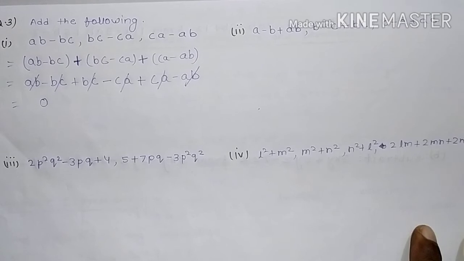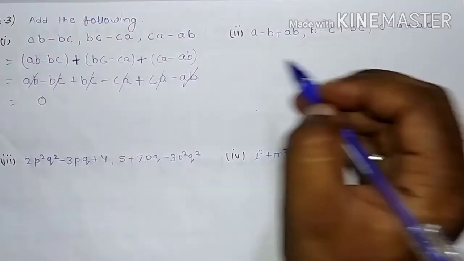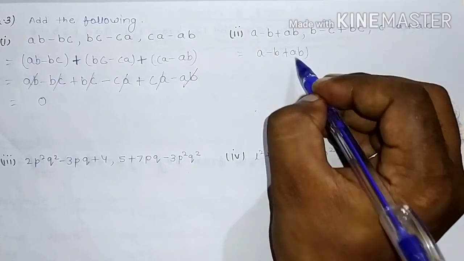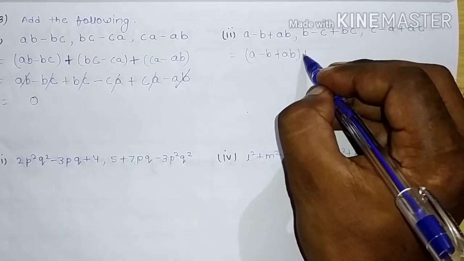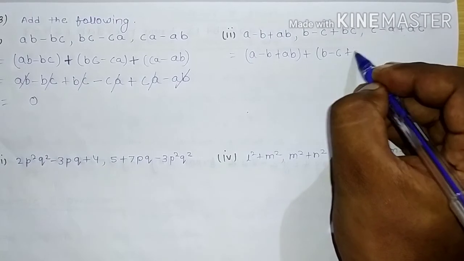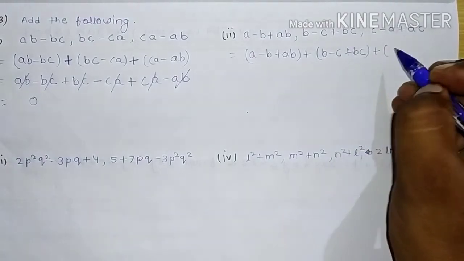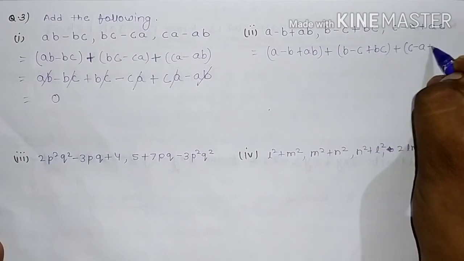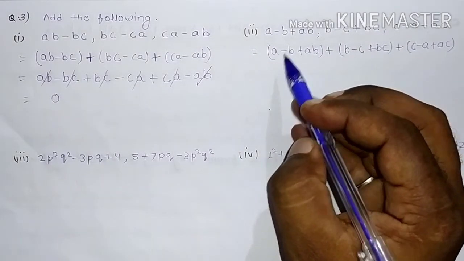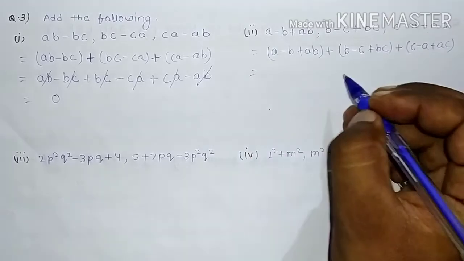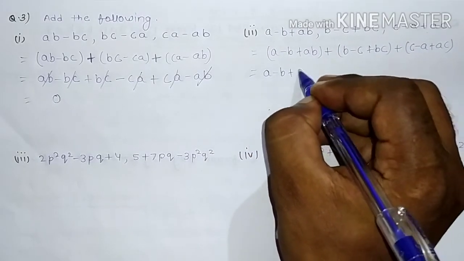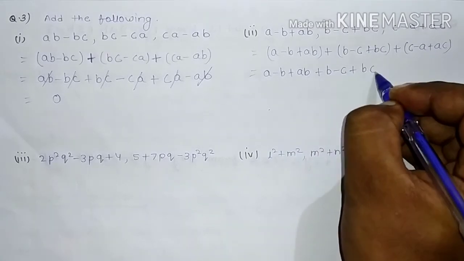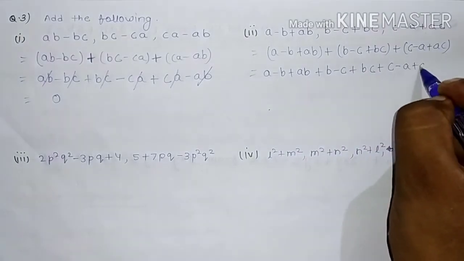Now the next question, we have to just add these. So (A minus B plus AB) plus (B minus C plus BC) plus (C minus A plus AC). So this is the addition of these three expressions. So simply just open the bracket: A minus B plus AB, plus B minus C plus BC, plus C minus A plus AC.